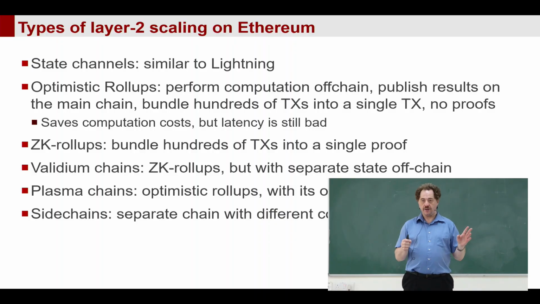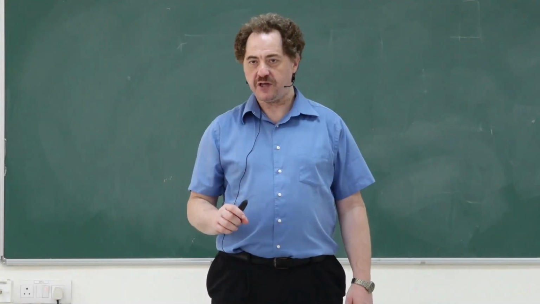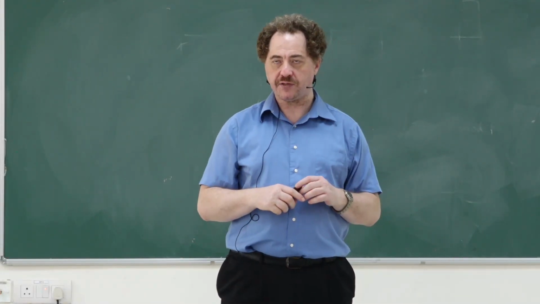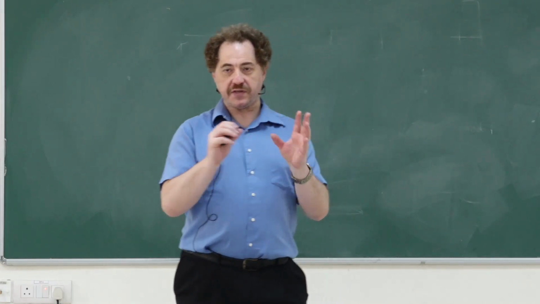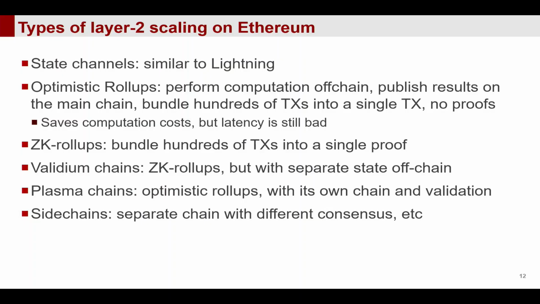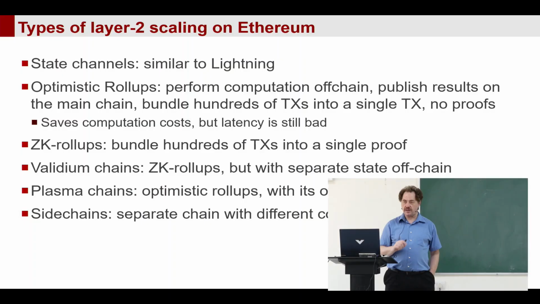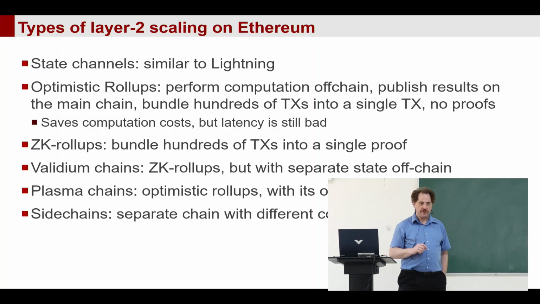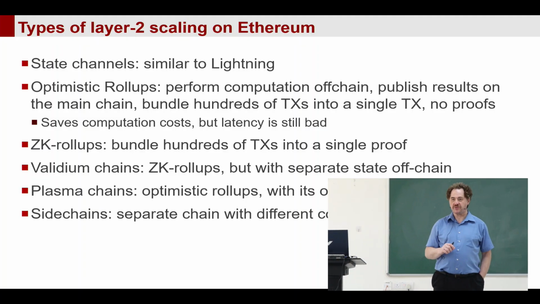How much of the history of what happened on the side chain do you publish? How stringent does the proof from the side chain need to be? How much privacy do you want to preserve with respect to what happened on the side chain? These are some of the differences between the solutions. In optimistic rollups, there are no proofs. In that sense, they are optimistic. They hope that the lack of proofs would not cause any problems.